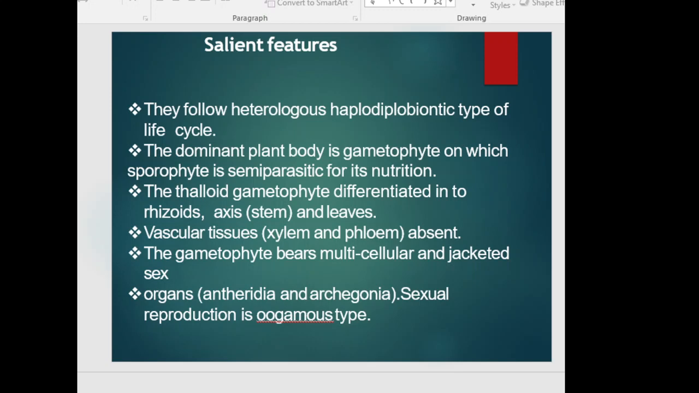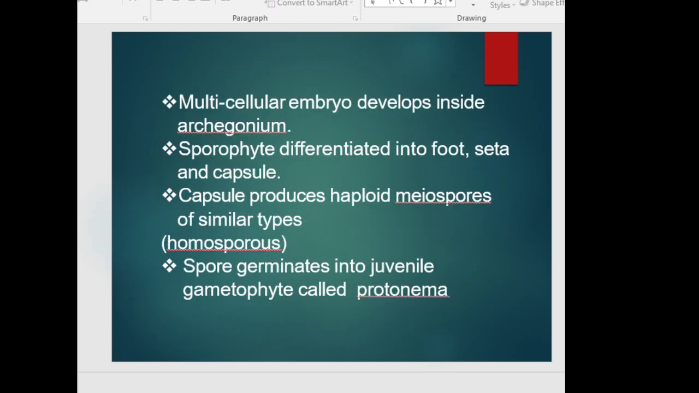Gametophytic tissue bears multicellular and jacketed sex organs, antheridia and archegonia, and sexual reproduction is oogamous type, meaning the male is motile and the female is non-motile. A multicellular embryo develops inside the archegonia. So bryophytes are the first where the embryo is formed. Bryophyta is the first where the embryo is formed. In algae and fungi there is no embryo, never is an embryo formed.